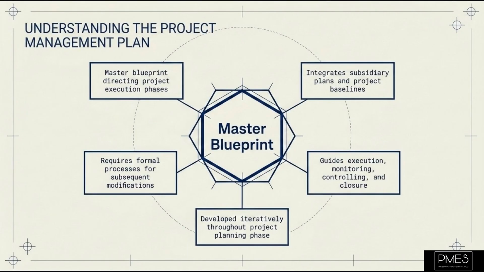Let us begin by defining each term. A project management plan is a comprehensive document that defines how the project will be executed, monitored, controlled, and closed. It integrates all the subsidiary plans and baselines into a single cohesive document. Think of it as the master blueprint for the entire project, providing direction and guidance for the project team. It is developed iteratively and can be updated, but only through a formal process.